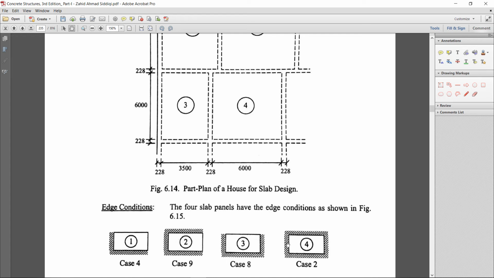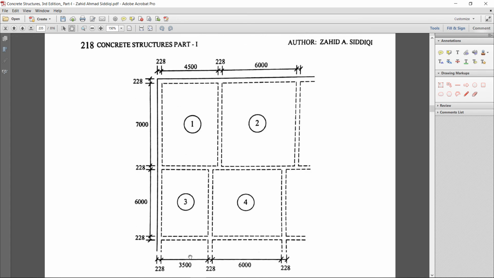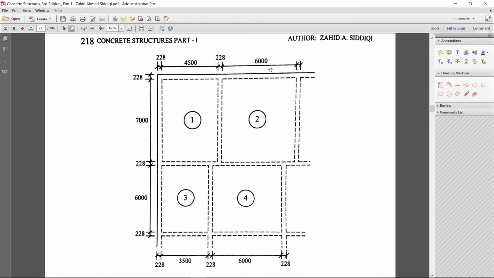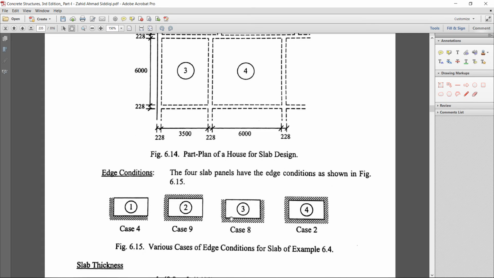Here, the shorter side is discontinuous in slab panel 2, that is the 6 meter, 7 meter side. In slab panel 3, the longer dimension is discontinuous. So what is case 4, case 9, case 8, case 2?